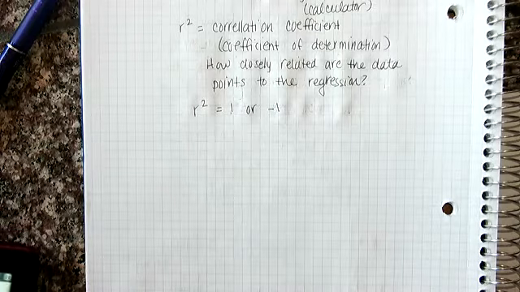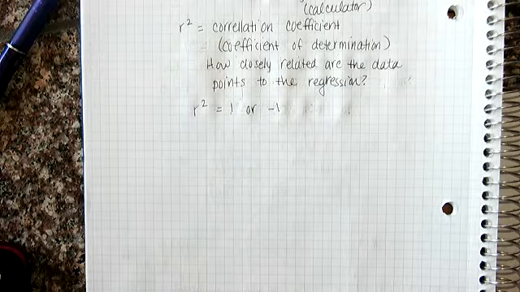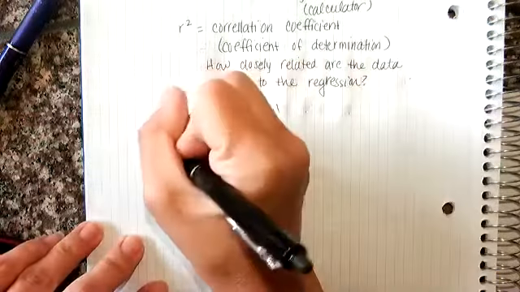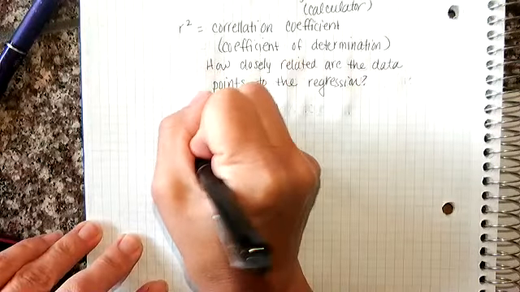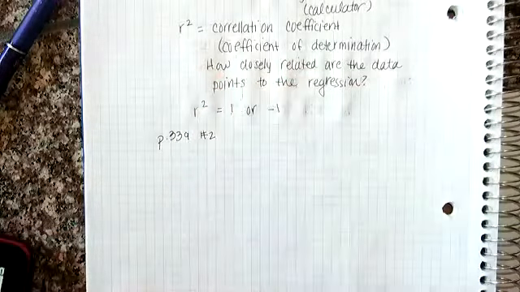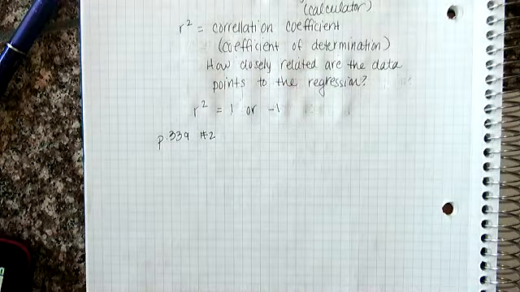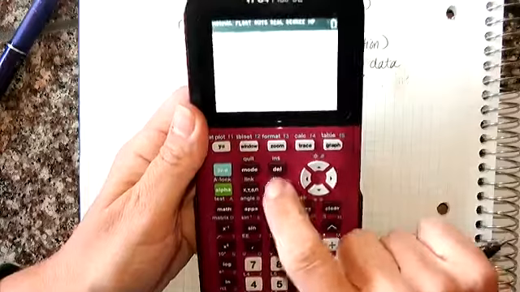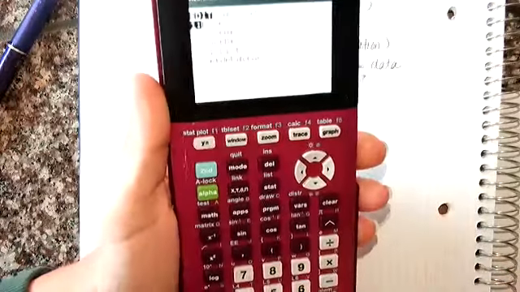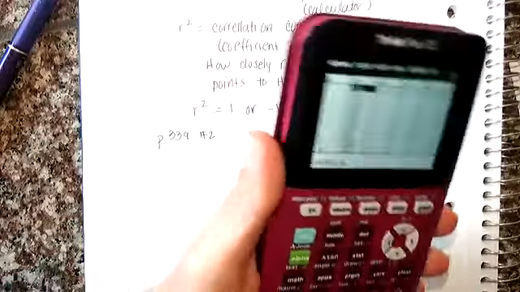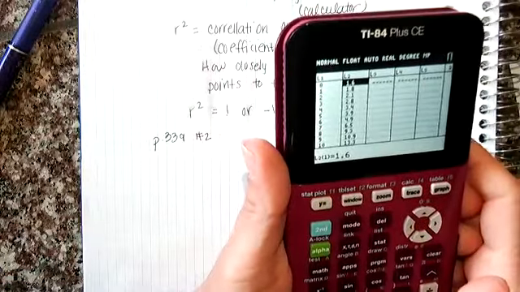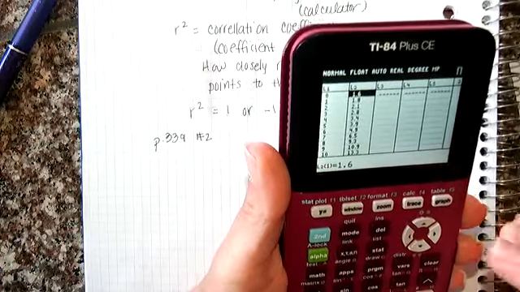Right now you should look at number 2 in the problem set, which is on page 339. Pause the video and type in the data for 339, number 2. Okay, so we have stat, edit, and there is all the data put in.